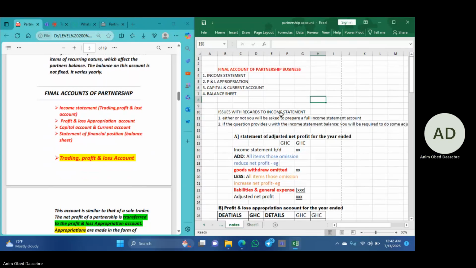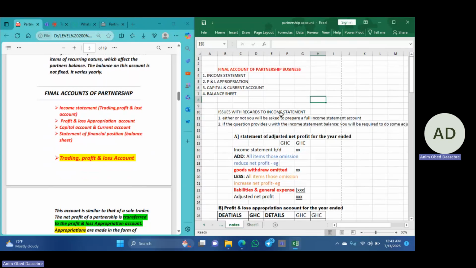Those items will be provided to you in the question, and you as the students or the accountants, you have to do some adjustments on them, so that you adjust the reported profit in an account called the statement of adjusted net profit for the year ended. Do you get it? So you need to adjust the net profit that they are giving to you in the question.